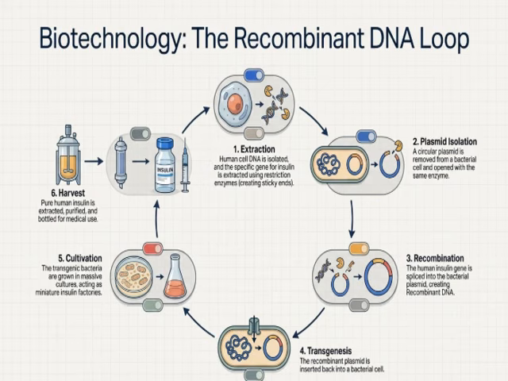Here in this slide, you can see how the extraction is being done. Human cell DNA is isolated, and then the specific gene for insulin is extracted using restriction enzyme, and then plasmid isolation. There's recombination, transgenesis, and then cultivation and harvesting, leading to the formation of the synthetic insulin, which we use for diabetic patients.